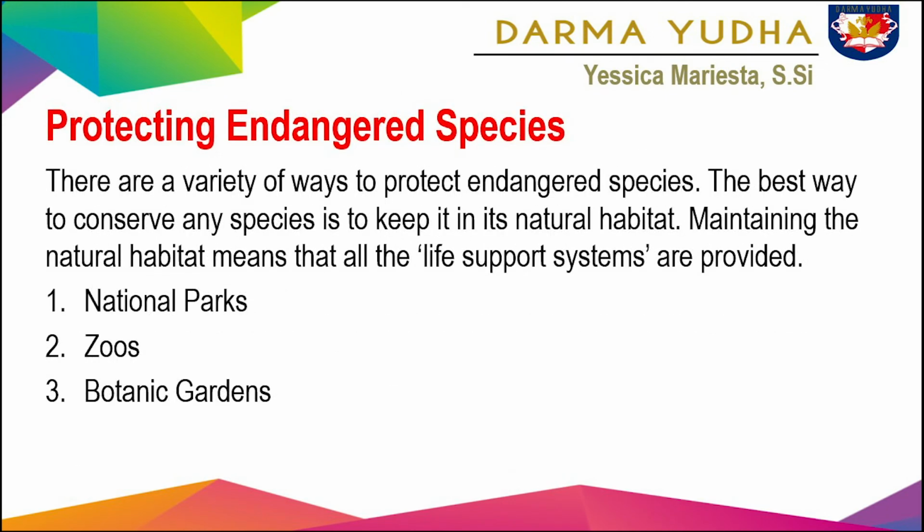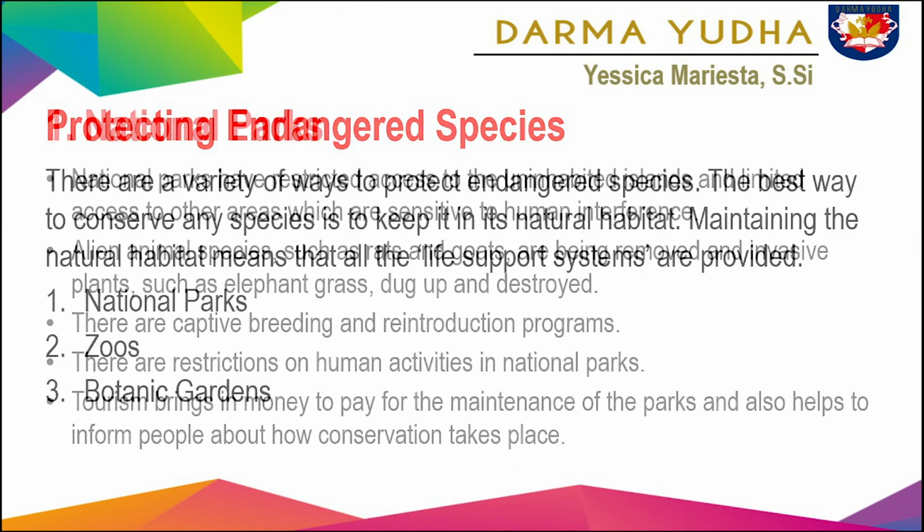Protecting endangered species. There are a variety of ways to protect endangered species. The best way to conserve any species is to keep it in its natural habitat. Maintaining the natural habitat means that all the life support systems are provided. There are 3 ways, which are national parks, zoos, and botanic gardens.